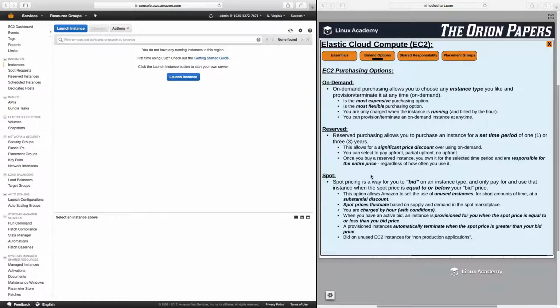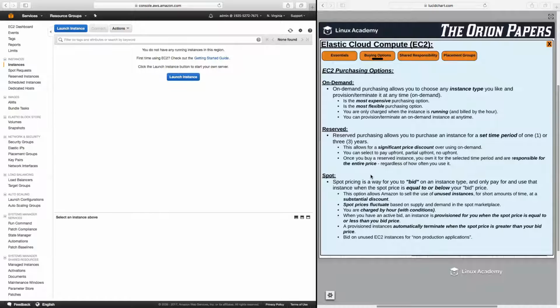Now, this option allows Amazon to sell the use of unused instances for generally short amounts of time at a substantial discount. So a substantial discount over an on-demand price and a substantial discount over a reserved price. Spot prices fluctuate based on supply and demand in the spot marketplace. You are charged by the hour, and that's with conditions, and I'll explain that in a second.